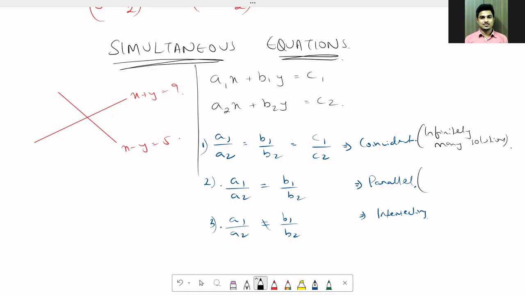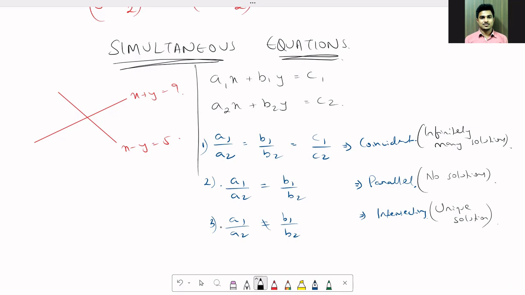If two lines are parallel to each other, they will never meet at a single point. So there are no solutions. And if two lines are intersecting with each other, then we will say that there is a unique solution. Okay, so that is how we can investigate two different lines. I have to look at the coefficients of x, y, and the constant terms.